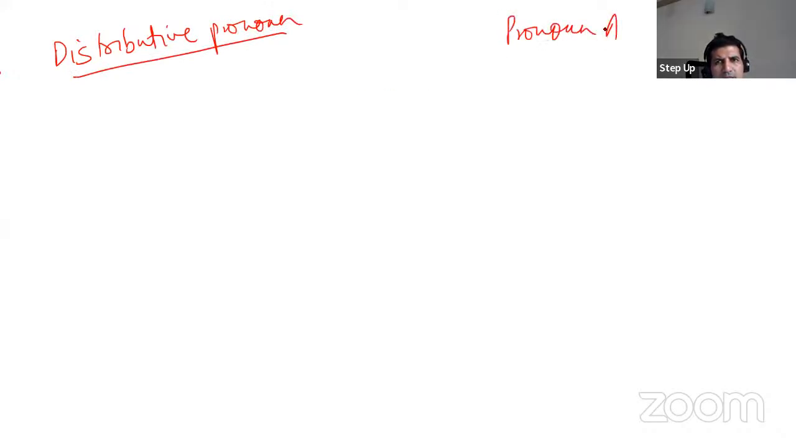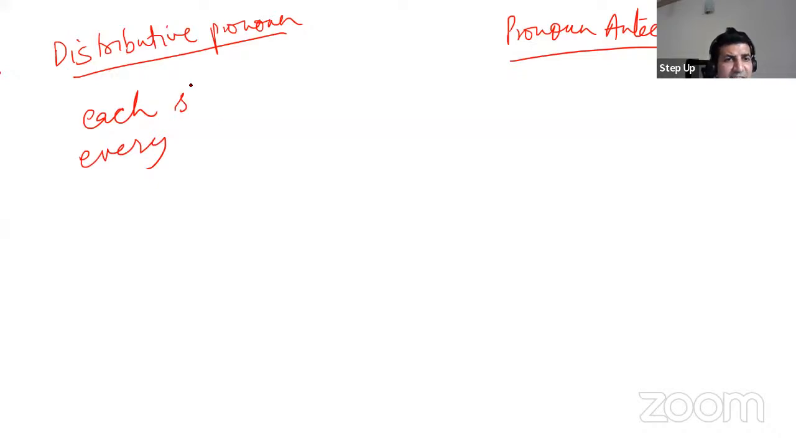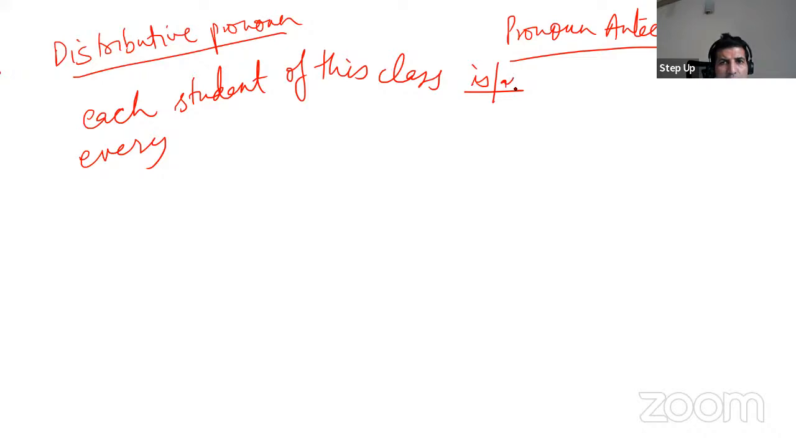Okay, so something called as distributive pronoun. For example, and there is a rule also, it's called pronoun antecedent error. All right. Now, what is a distributive pronoun? For example, when you say each, every, for example, if I say each student of this class is or are good.